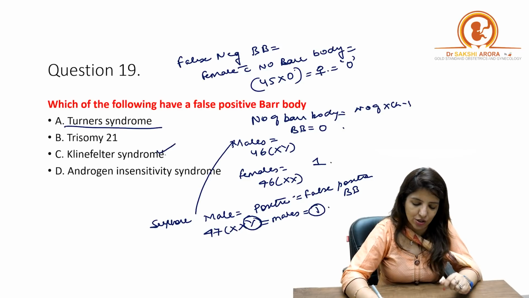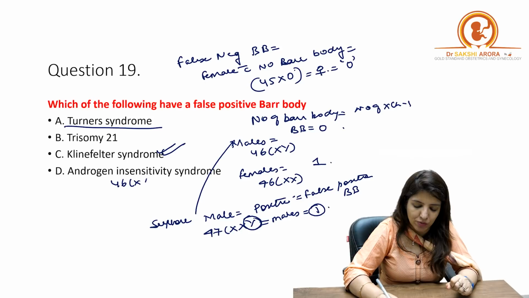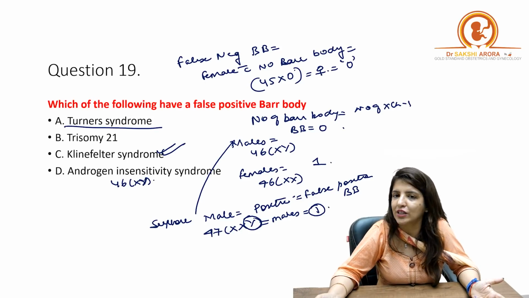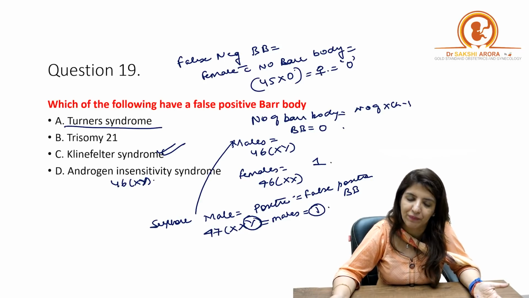Right? So the answer over here is Klinefelter syndrome. In androgen insensitivity syndrome, chromosome number is 46XY. So they do not have any bar body. So that is not a case of false positive bar body.